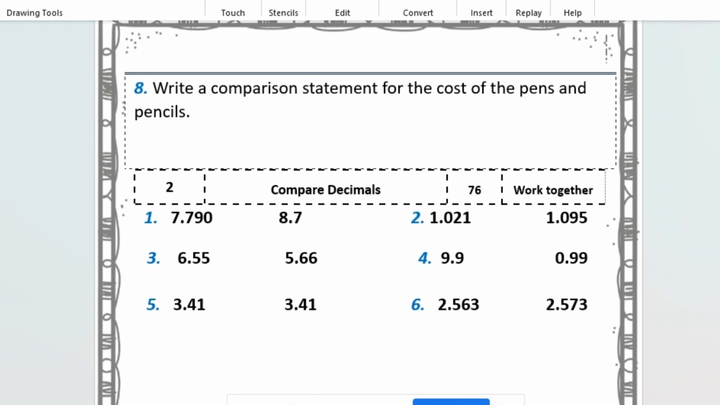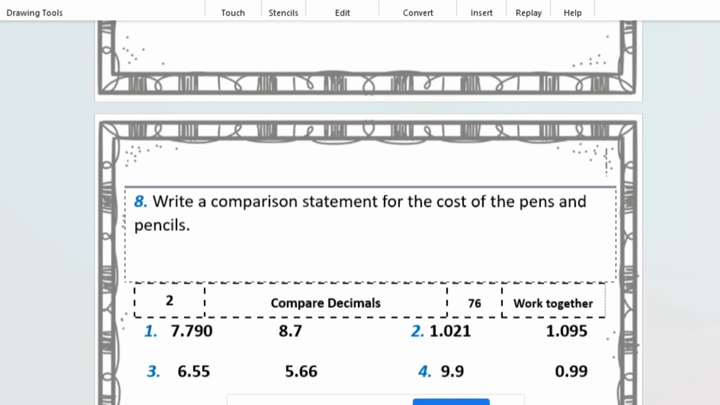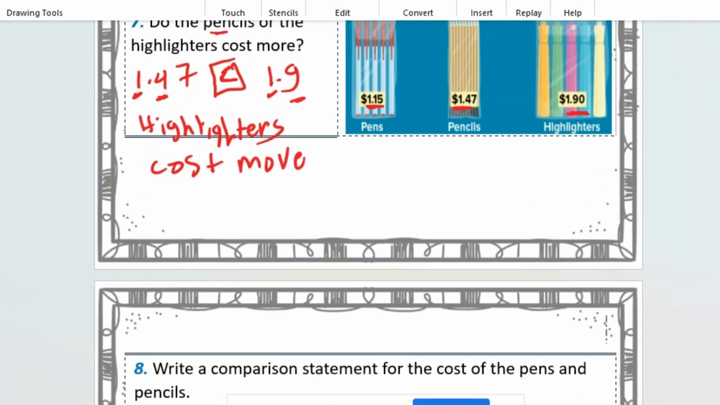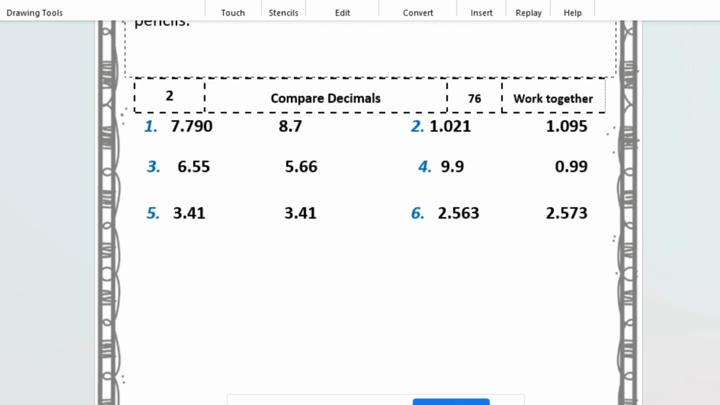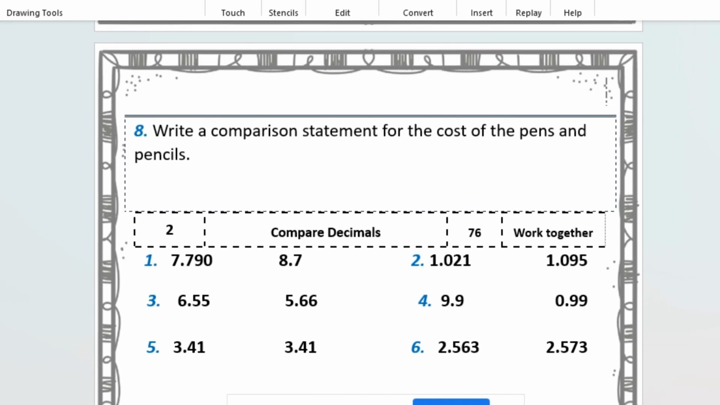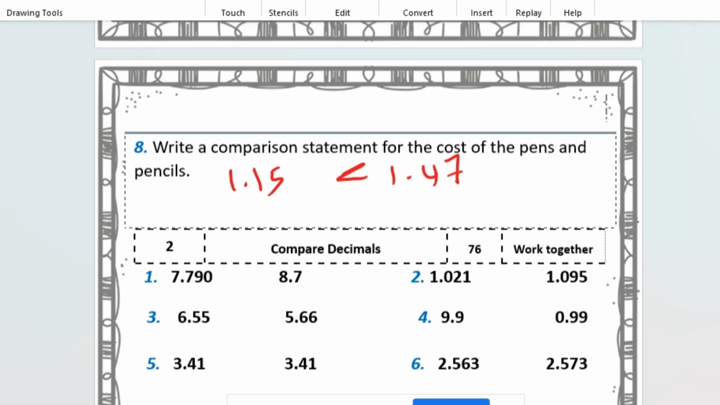Now this one says write a comparison statement for the cost of pens and pencils. So the pens here are $1.15, and the pencils are $1.47. I think it's pretty obvious that $1.47 is more than $1.15. Okay.